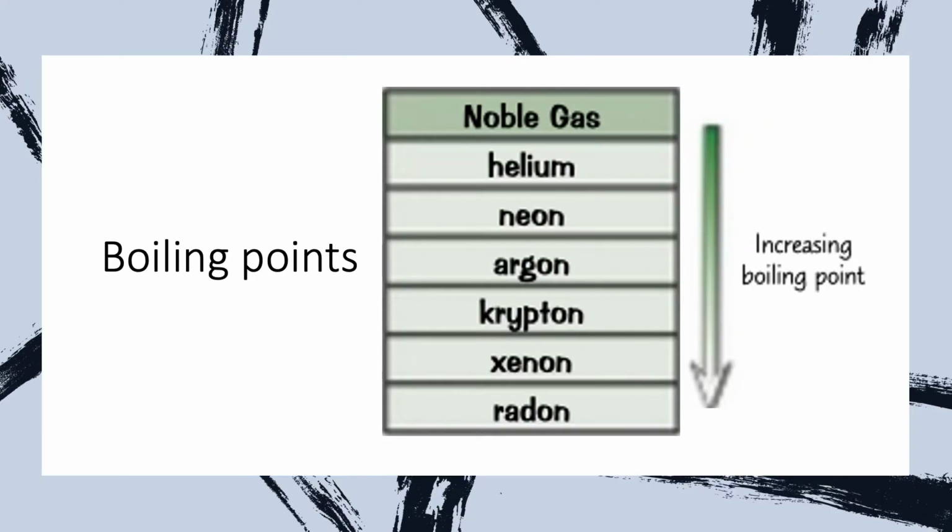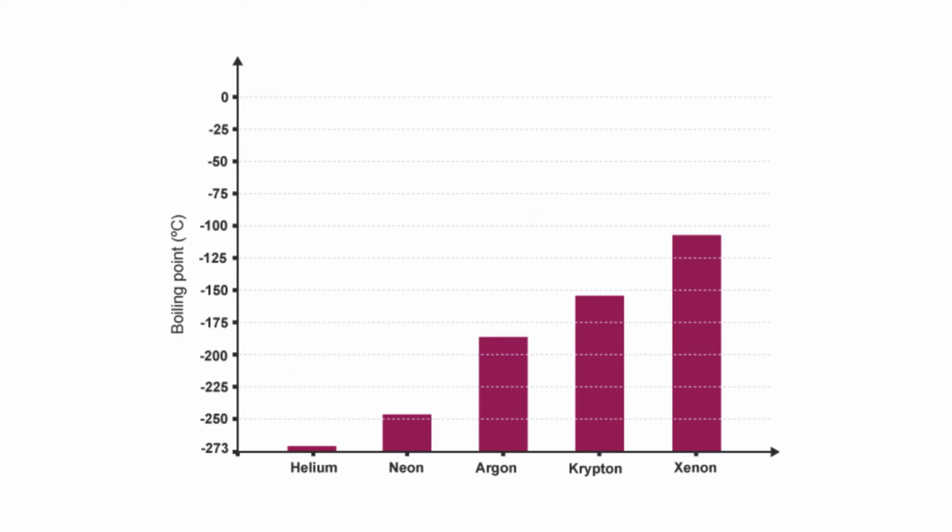Now looking at the boiling points of the noble gases, as you go down the group, they increase in boiling point, and we're going to have a look at a table now. Helium has the lowest boiling point. Then comes neon, it has the second lowest boiling point. But then if you go to xenon, it has the highest boiling point. It boils at approximately minus 110 degrees.